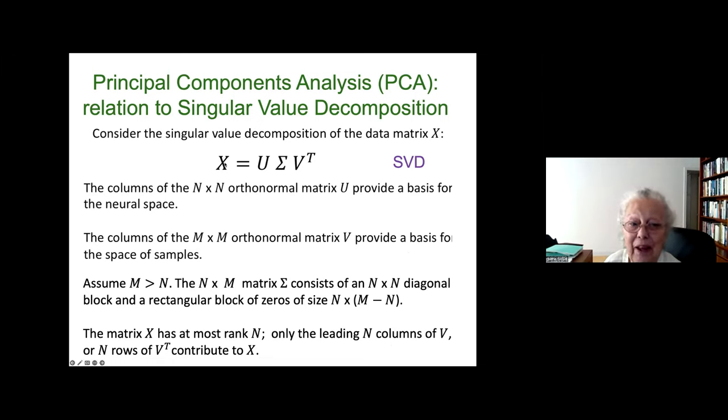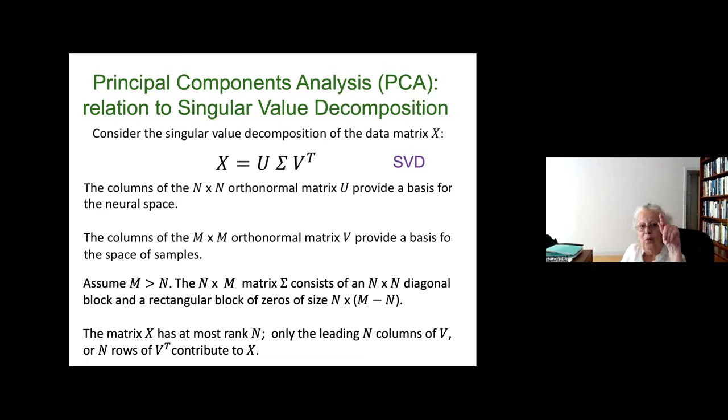But let's go back to the X matrix itself, which was not a square matrix, it was a rectangular matrix, with n rows, one per neuron, but m columns, one per trial. We can do a decomposition of this data matrix, called a singular value decomposition, in which this data matrix is written as the product of three matrices. There is a matrix U.